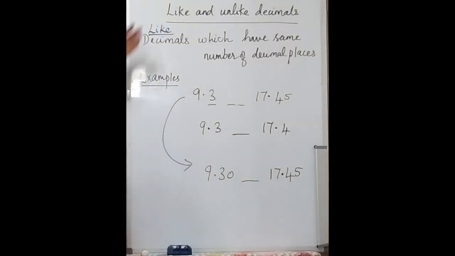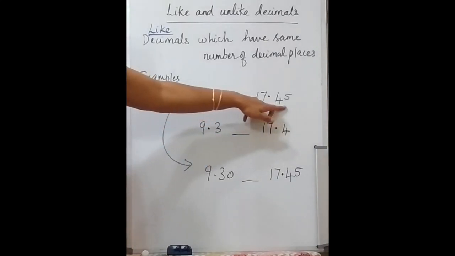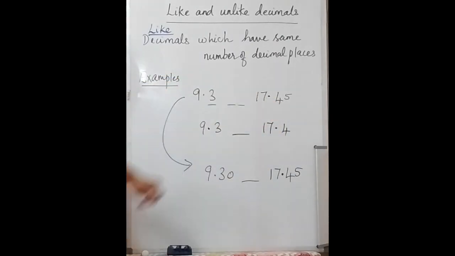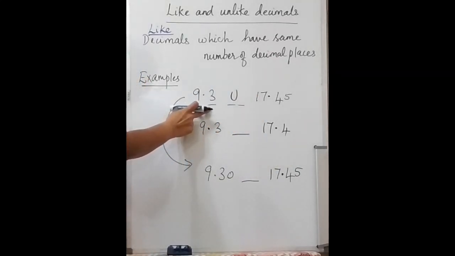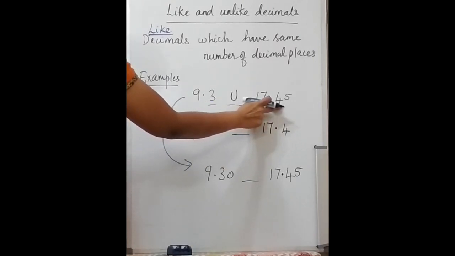Now we are going to learn about like and unlike decimals. What are like decimals? Decimals which have same number of decimal places. Here in this number 9.3, the number of decimal places is 1 because after the decimal point we have only one number. Here in 17.45, the number of decimal places is 2 because after the decimal point we have two numbers. Now decimal numbers which don't have same number of decimal places are called as unlike decimals. So I am saying that these two are unlike decimals because the number of decimal places is 1 here. Here the number of decimal places is 2.